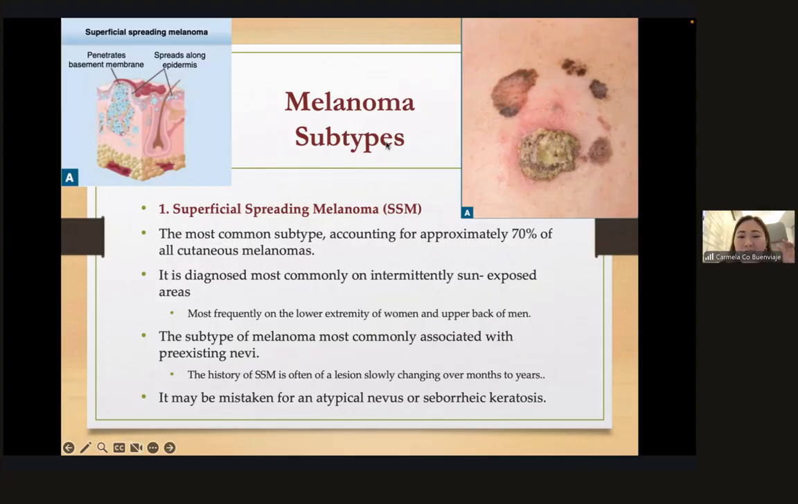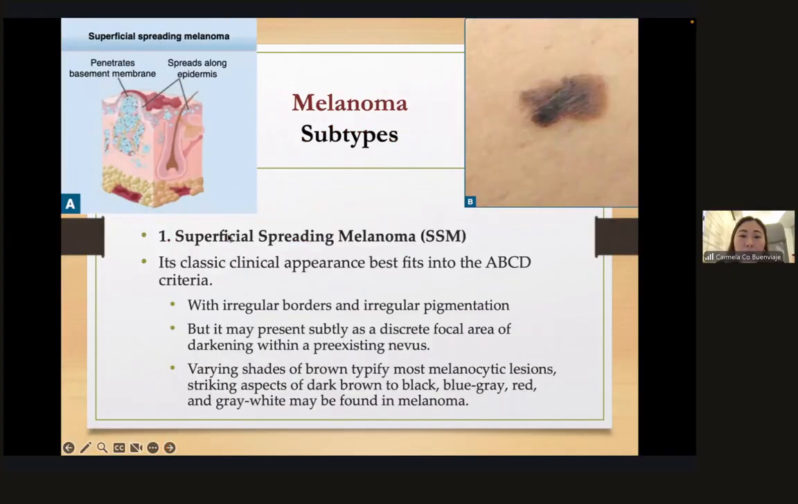So it could just be a nevus, but it is a changing nevus, then we could suspect this. It may be mistaken for an atypical nevus or a seborrheic keratosis. So its classic clinical appearance best fits into the ABCD criteria. Later we'll go into detail with this, with irregular borders and irregular pigmentation, but it may be present subtly as a discrete focal area of darkening within a pre-existing nevus.